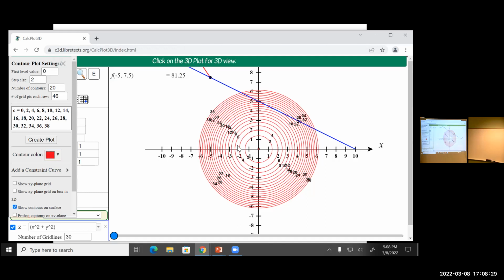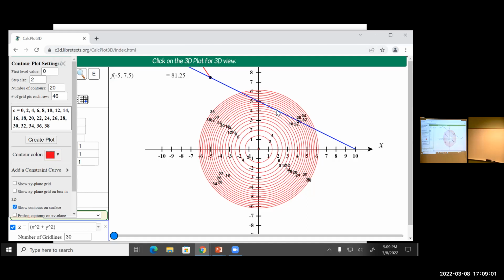These are going to start off small as far as z values and get larger as we go out. So we want to be someplace on this blue line where the z value is as small as possible. What we know is the contours get closer to the origin, they get smaller. So we want to be on a contour that's as close to the origin while also being on the blue line, right? So that would put us right in this general area right here.